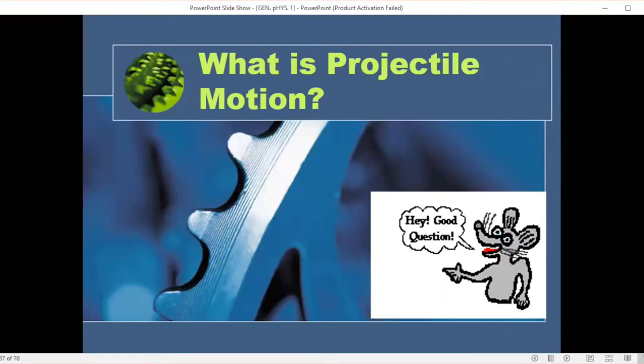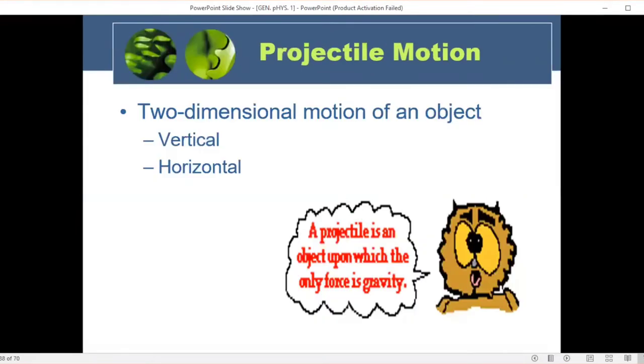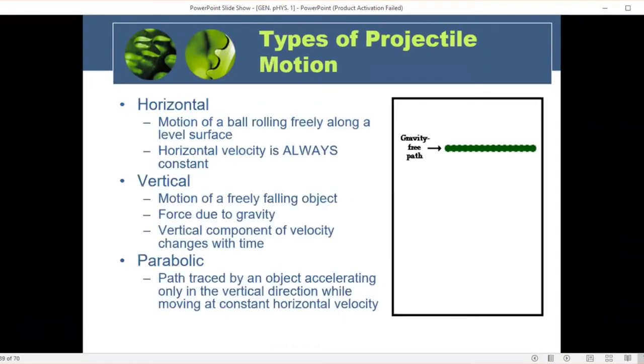Now, let's talk about projectile motion. Projectile motion is a two-dimensional motion of an object with respect to its vertical and horizontal motion or position. A projectile is an object upon which the only force is gravity. There are types of projectile motion: horizontal, vertical, and parabolic. For the motion of a ball rolling freely along a level surface, horizontal velocity is always constant.